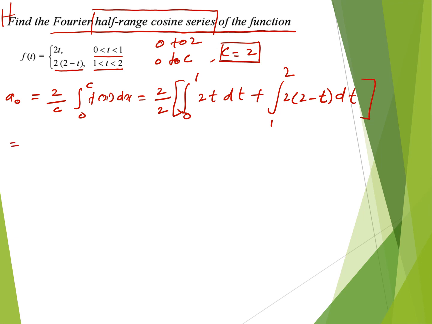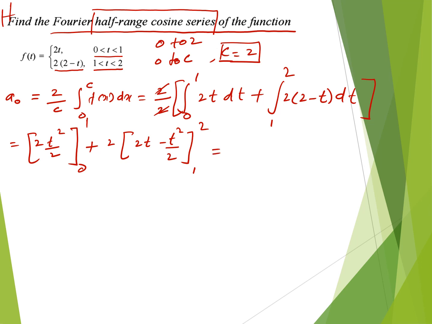So we get, first we integrate the 2t, we get 2t square by 2 for the limit 0 to 1 plus the second value, 2 is common, 2t minus t square by 2 for the limit 1 to 2. Now substituting the limit, we get t square for limit 0 to 1 plus 2 into 2t minus t square by 2 for limit 1 to 2.